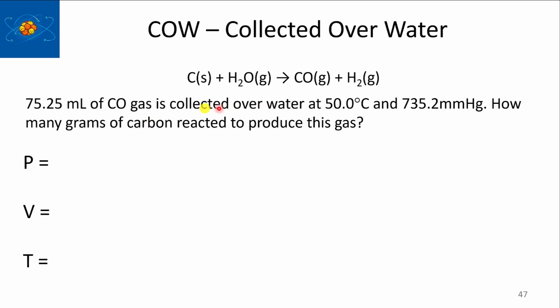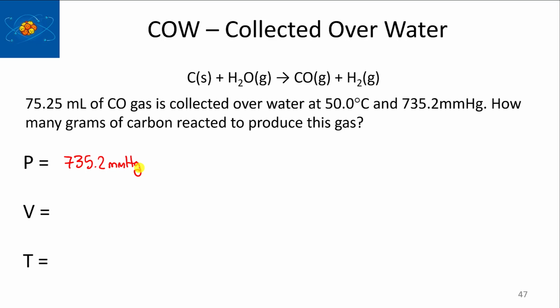But because it's collected over water, we have to take into account what the partial pressure of water vapor is in this total pressure of 735.2. So let me show you how you would do this problem. To start with, we need to calculate the pressure of just the carbon monoxide, so 735.2 millimeters of mercury.